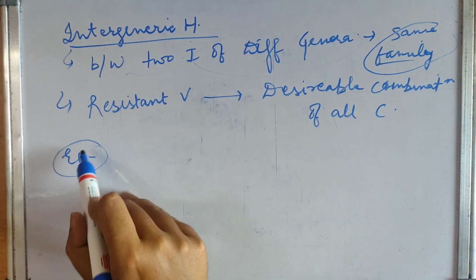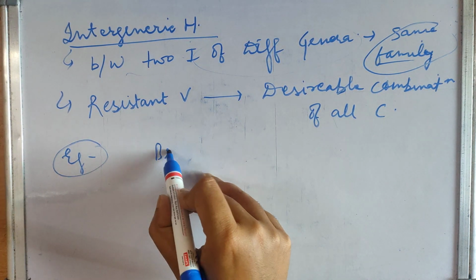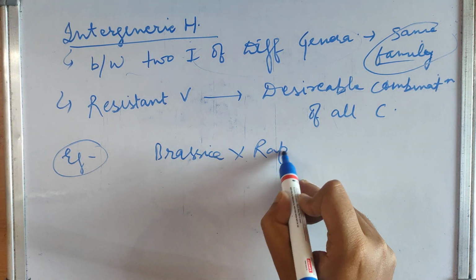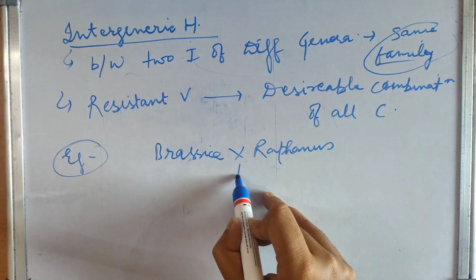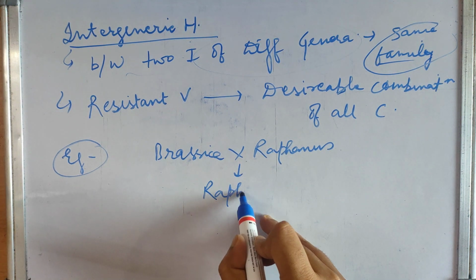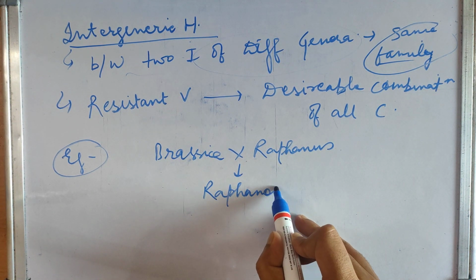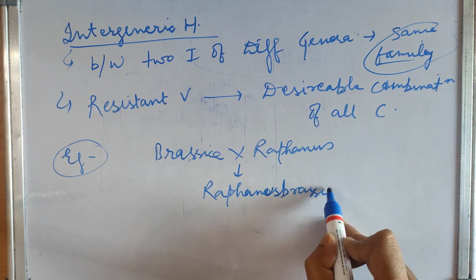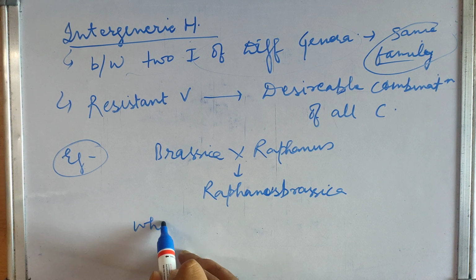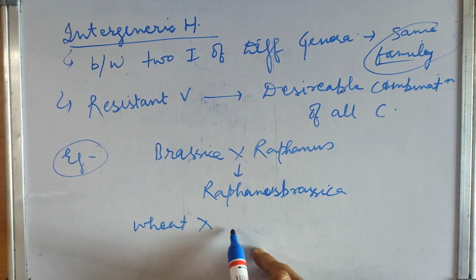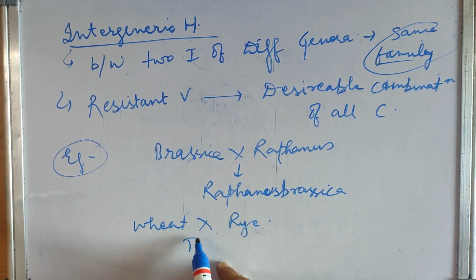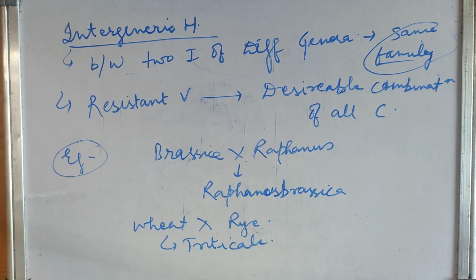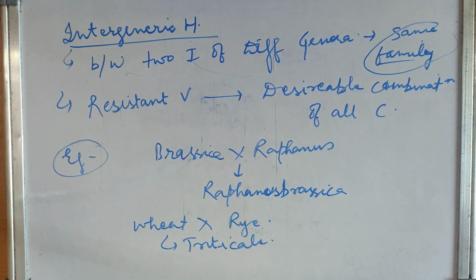An example of intergeneric hybridization is Raphanobrassica, that is Brassica into Raphanus. We also know about wheat into rye, triticale. So this was about intergeneric hybridization. Hope you understand it.